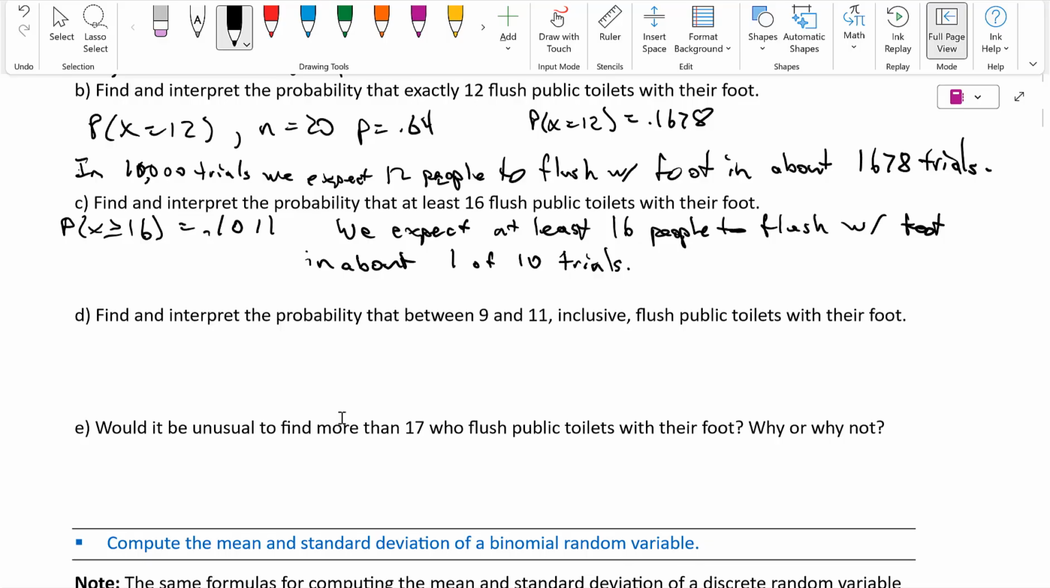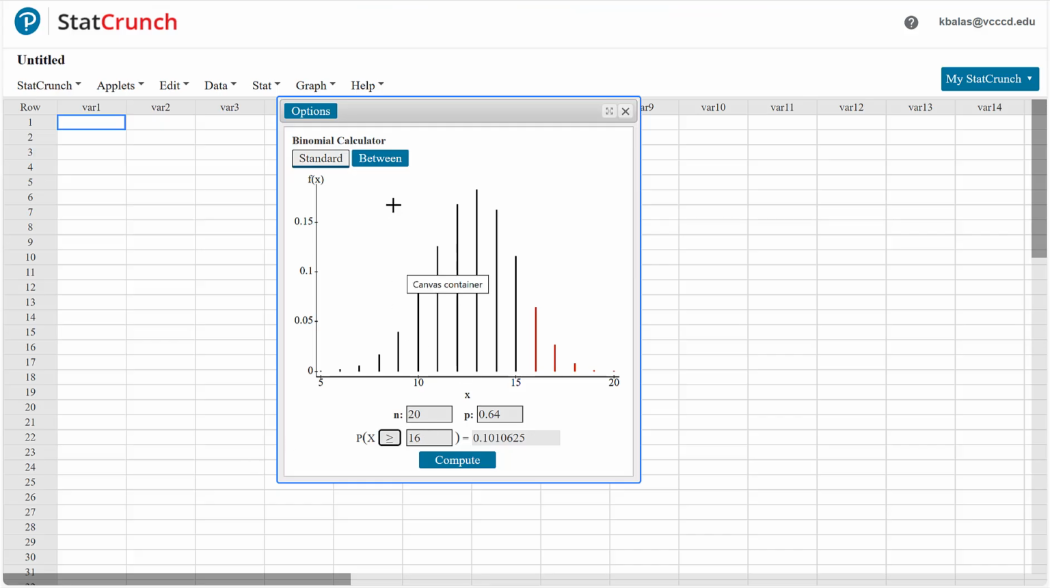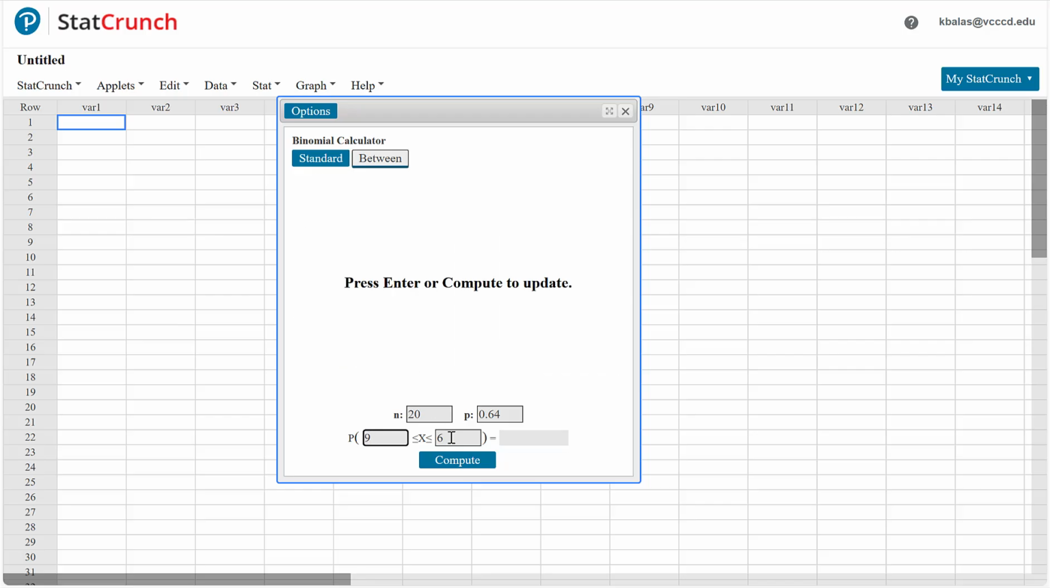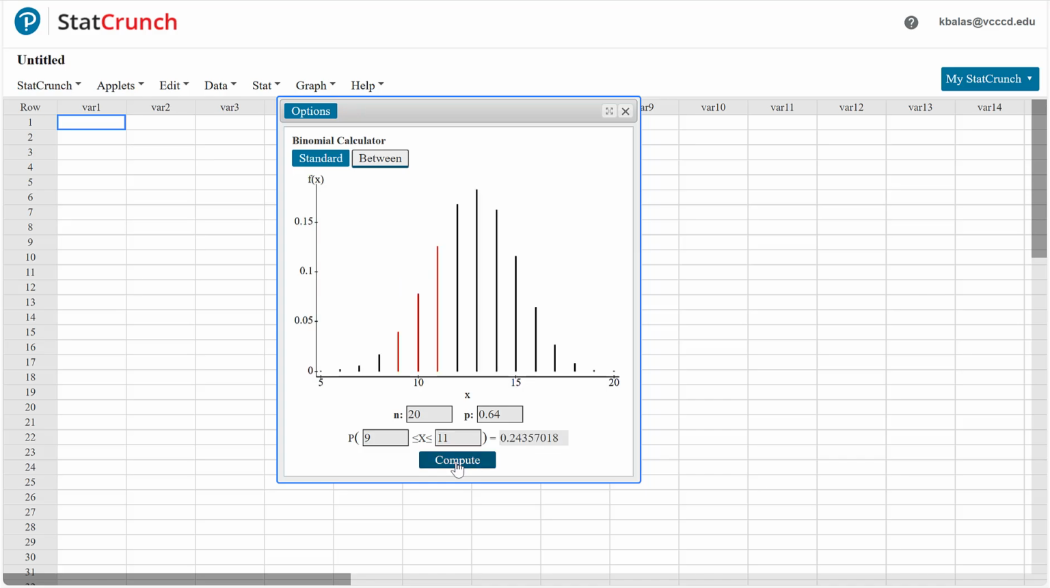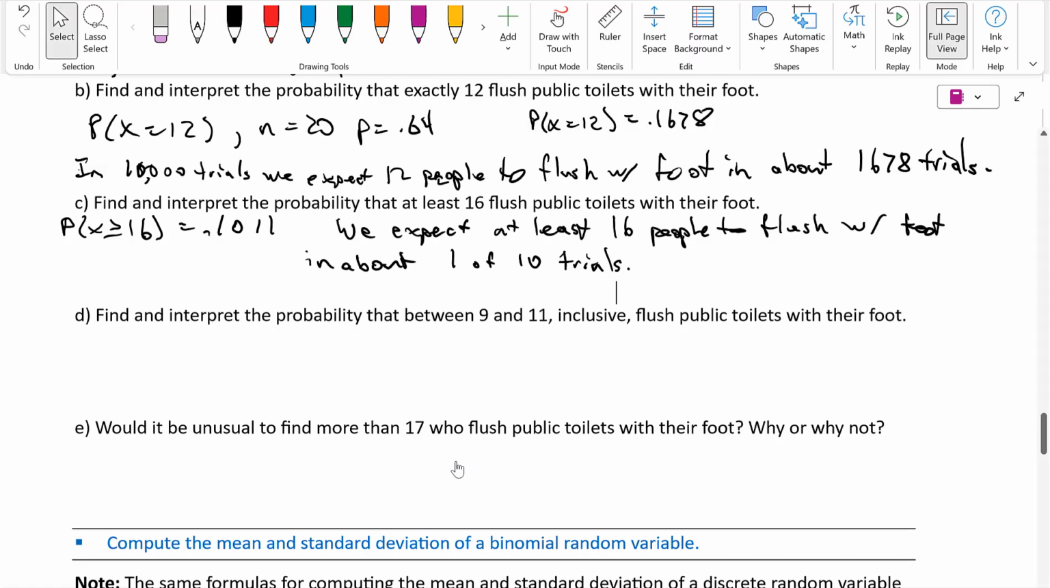All right, for D, we want to find and interpret the probability that between 9 and 11 inclusive flush public toilets with their foot. So we can go back here and use this between calculator. We just want to change it to 9 and 11, and we can compute. So we have 0.2436 for our probability there. So our probability that 9 is less than or equal to x less than or equal to 11, so between 9 and 11 inclusive. That's why we have that equality. And we had 0.2436 there.